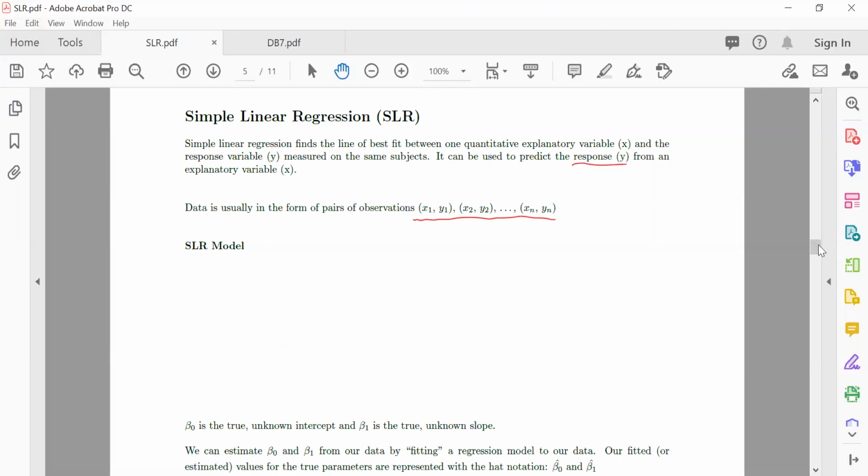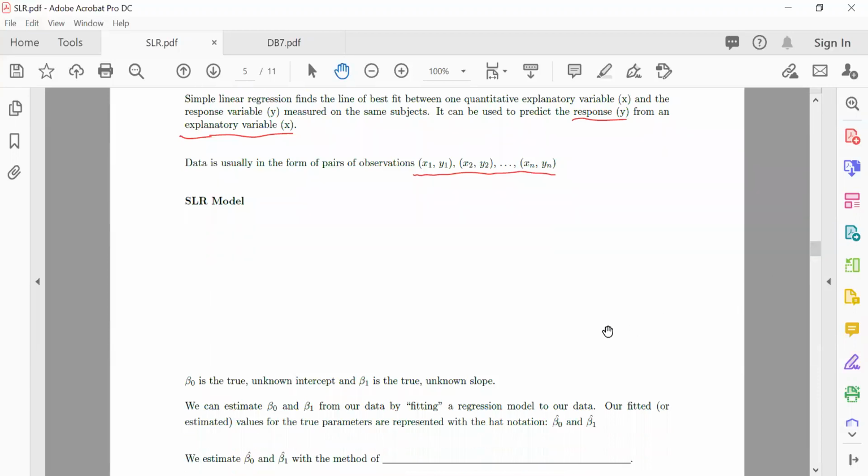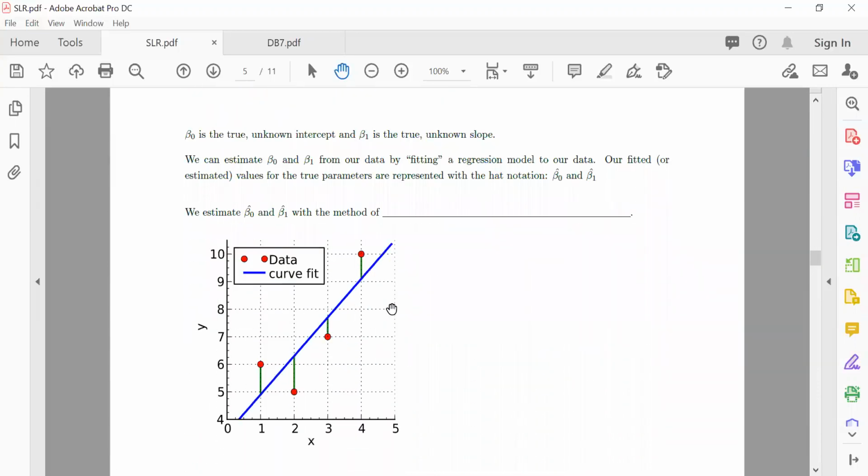We are using the explanatory variable x to explain the variable y, so we use x to estimate y, or we use x to predict y. So the first step, we are going to draw a scatter plot to see if there is any linear relationship. If there is, then we will go ahead to fit a linear model, which is a straight line model.